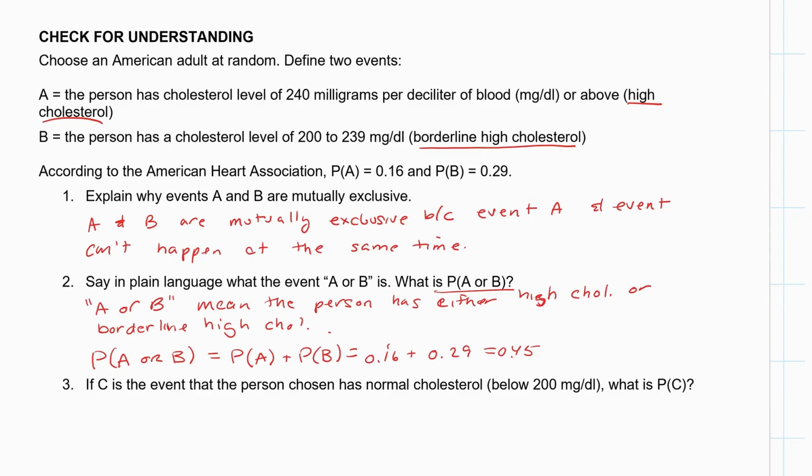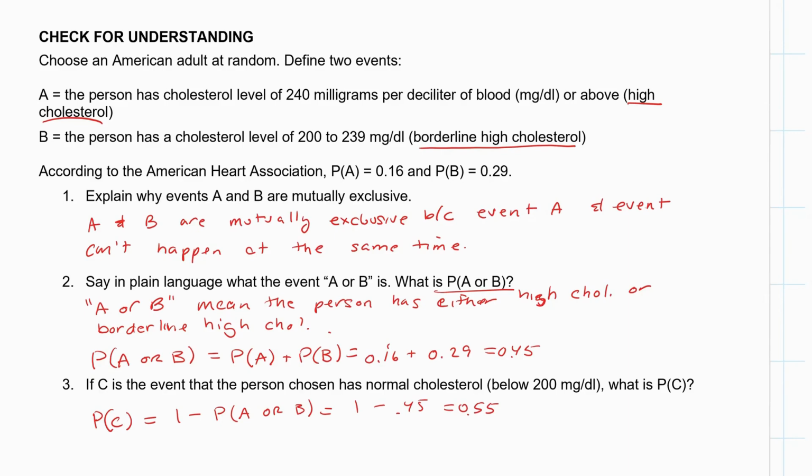If event C is someone has normal cholesterol below 200, what is the probability of C? Well, we could say that the probability of C is 1 minus the probability of A or B, which is 1 minus 0.45. So it looks like about 55% have normal cholesterol.